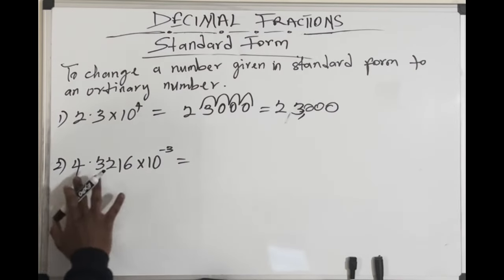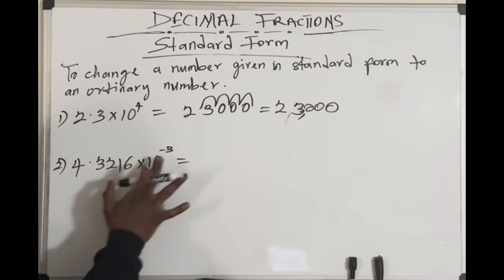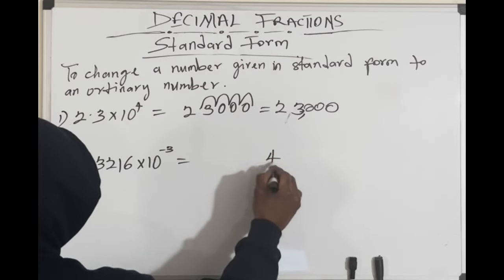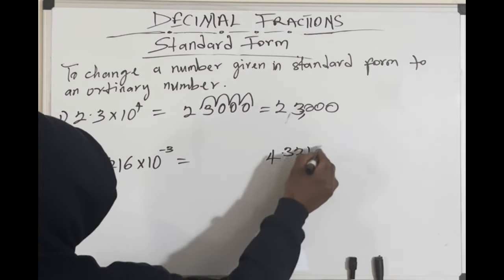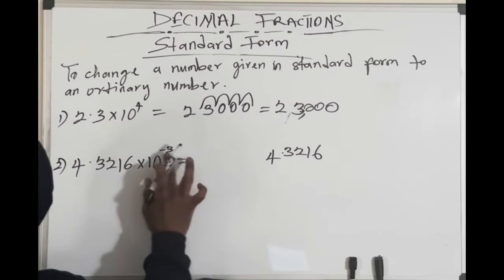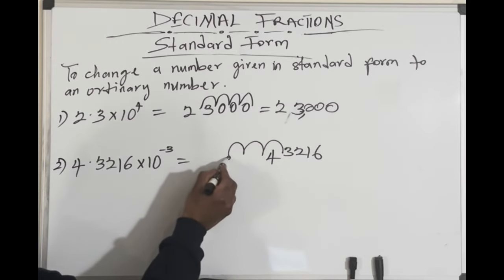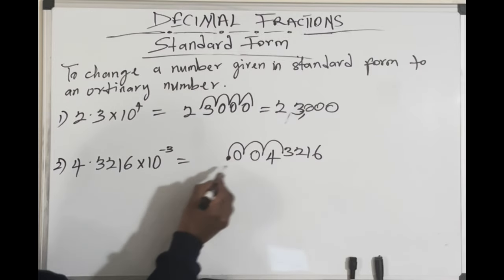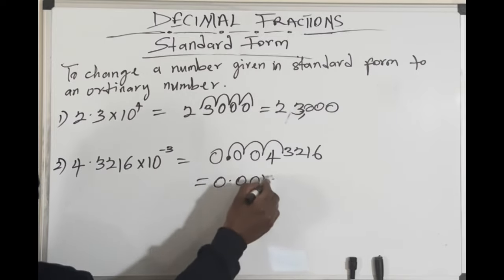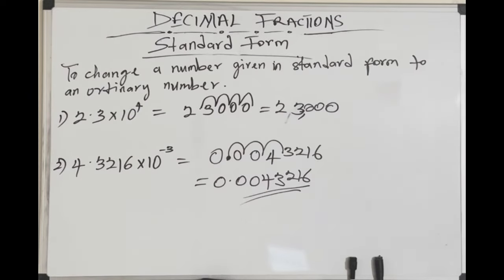And then the next one, 4.3216. Because it's negative, you move towards the left. It said we should move how many times? 3 times. So because it's negative, we are moving to the left 1, 2, 3 times. The point to be here, 0, 0, then we bring 0. So the final answer will be 0.0043216. These are the differences.